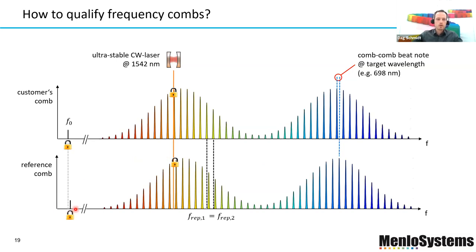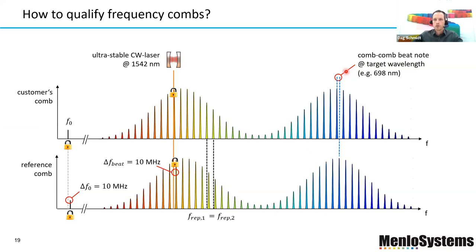Now we slightly detune the offset frequency, for example, by 10 megahertz. And we also detune the set frequency of the beat between this comb mode here and the ultra stable laser. If you do this shifting for both frequencies, then you end up with a reference comb which has exactly the same repetition rate as the customer comb, but is shifted 10 megahertz to the right. So all modes here are shifted by 10 megahertz.